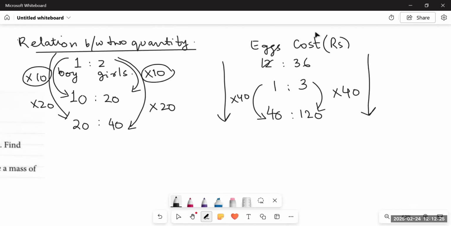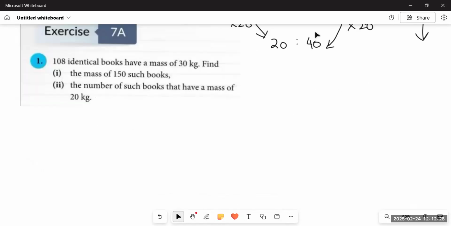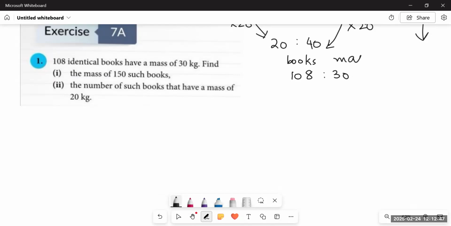Okay. Now let's move to question number 1, which says 108 identical books have a mass of 30 kg. So what can I do? I can write it as 108 is to 30. Okay. 108 is the number of books and 30 is the mass. So it would be books is to mass is 108 is to 30. The mass of 108 identical books is 30 kgs. Find the mass of 150 such books.